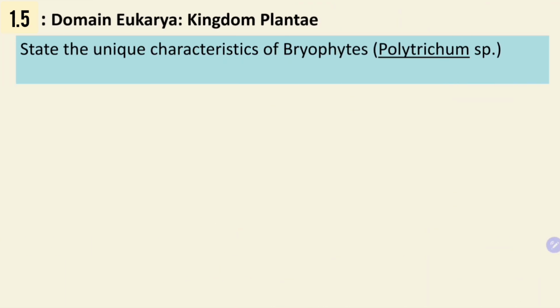State unique characteristic of Bryophytes, which is Polytrichum sp. So kat sini awak nampak, instead of saya type Polytrichum itu senget, saya gariskan. So whenever you write down a scientific name, awak tak boleh italickan. Awak kena underline the genus and the species.